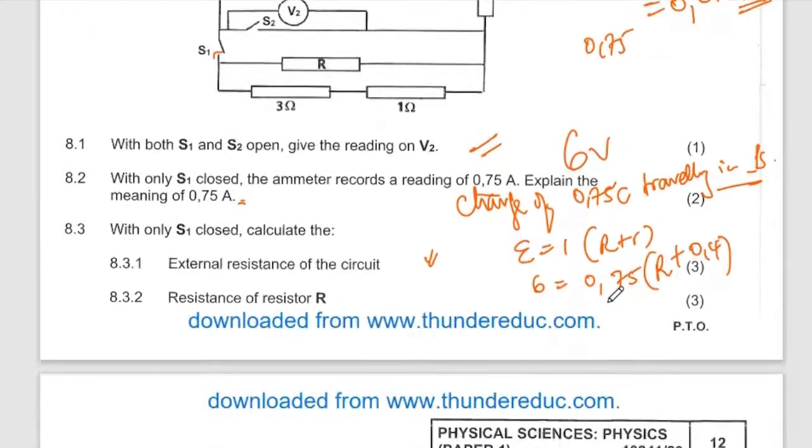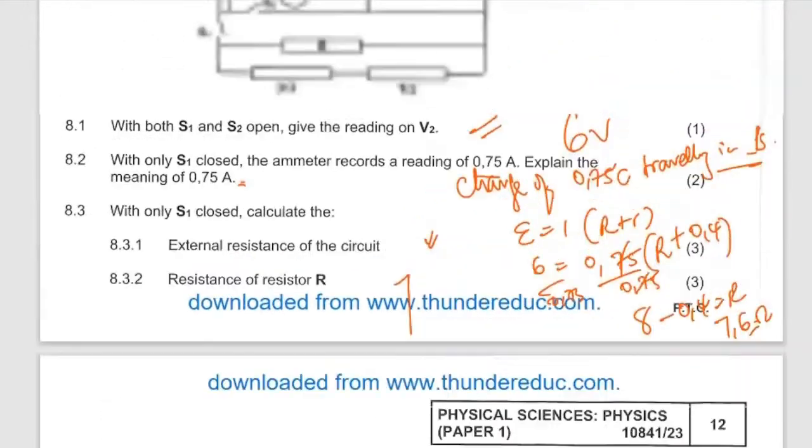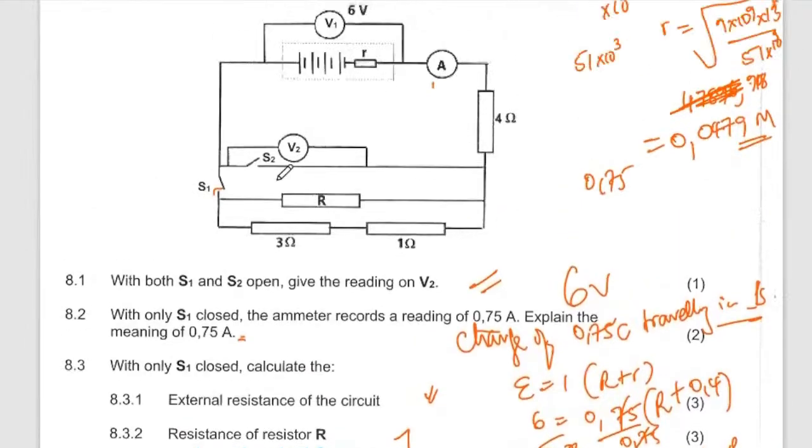Okay, same divide. 8 minus 0.4, we get that. So 7.6 ohms. Then they want us to get the value of R. Now remember, with capital R, S1 is still closed. With this capital R, it's more like a parallel combination.